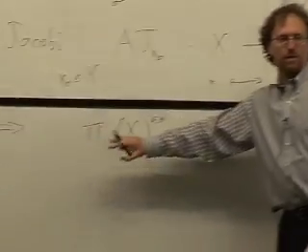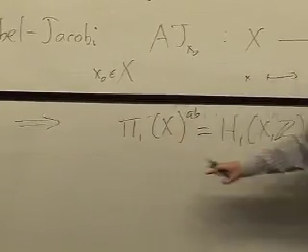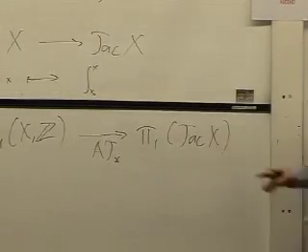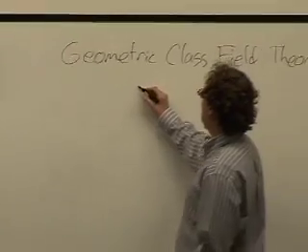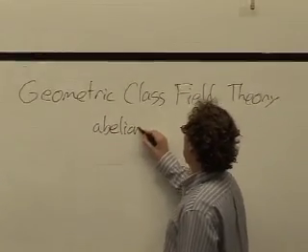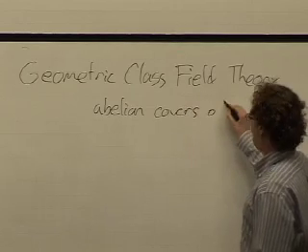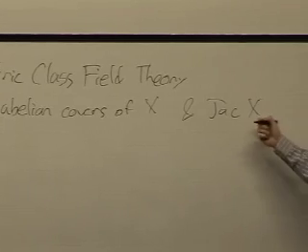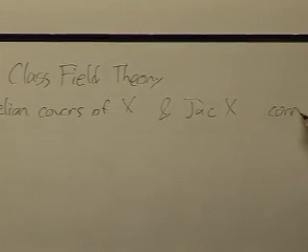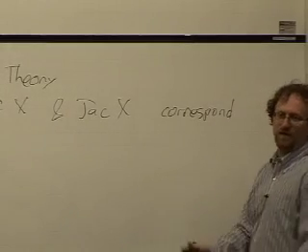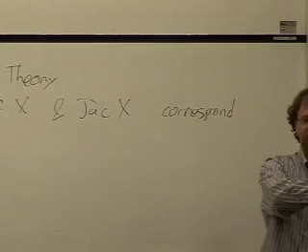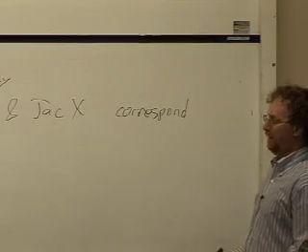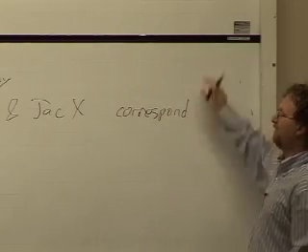Abelianized pi 1 controls abelian covers of X. On the other hand, pi 1 controls covers of the Jacobian, so they're going to be the same. So that's the first version: abelian covers of X are induced by abelian covers of the Jacobian, and they correspond very explicitly. If I give you an abelian cover of the Jacobian, you just restrict it to the image of the Abel-Jacobi map. And that gives you an abelian cover of X. So that's the first version of geometric class field theory.